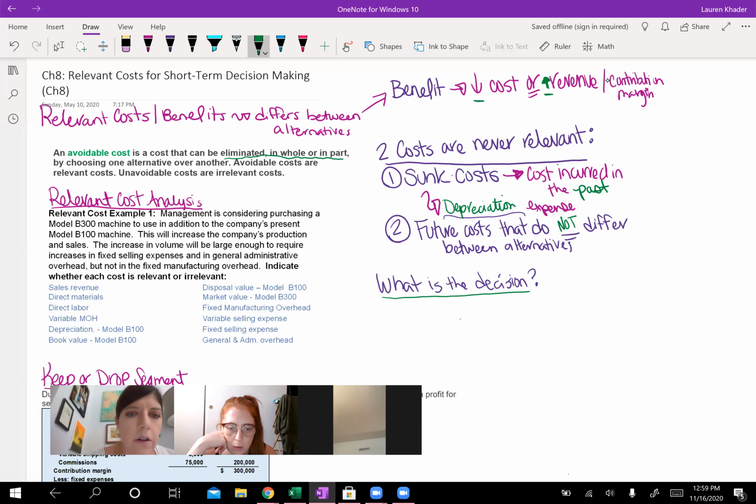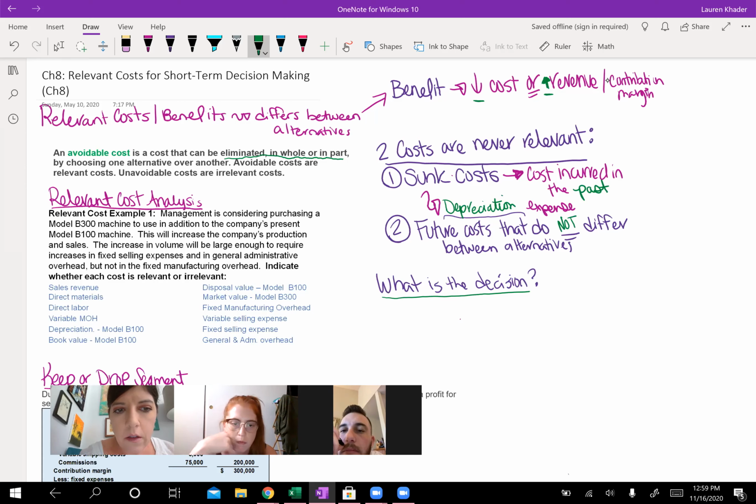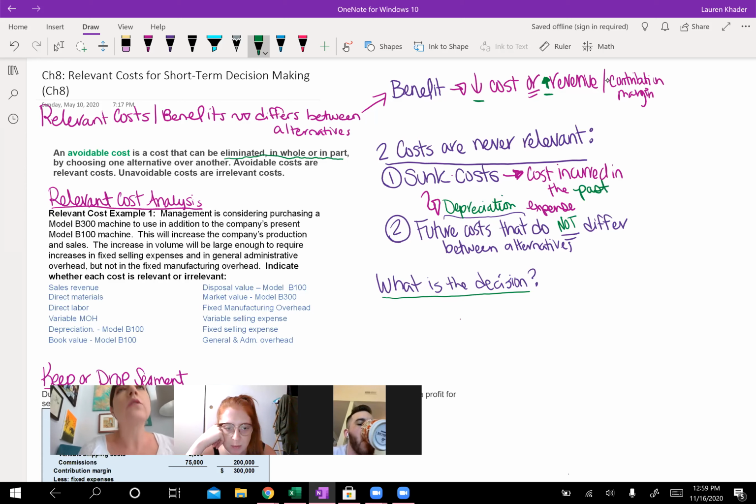So management is considering purchasing a Model B300 machine to use in addition to the company's present Model B100 machine. This will increase the company's production and sales. The increase in volume will be large enough to require increases in fixed selling expenses and in general administrative overhead, but not in the fixed manufacturing overhead. Indicate whether each cost is relevant or irrelevant.